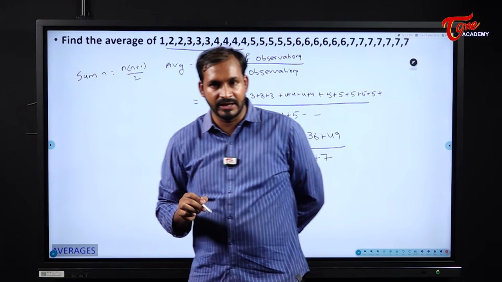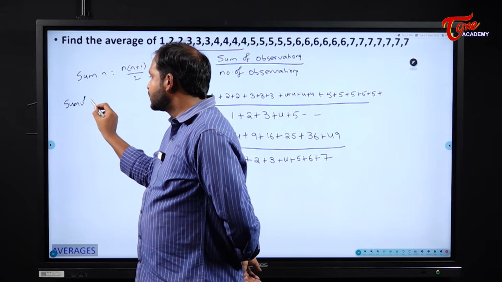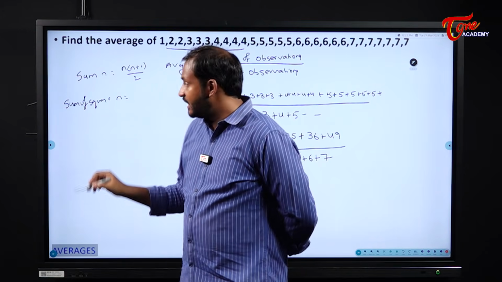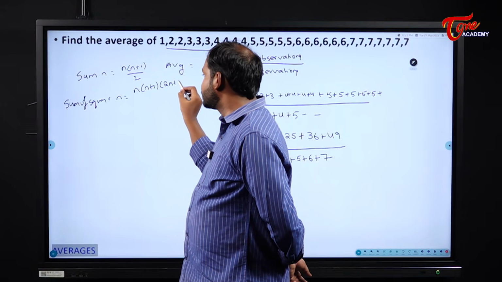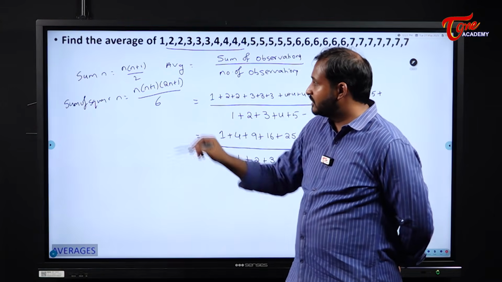n into n plus 1 by 2. Sum of squares of n natural numbers. What is the formula we have? n into n plus 1 into 2n plus 1 by 6. These are the basic formulas which we should know, right? We know these two formulas.